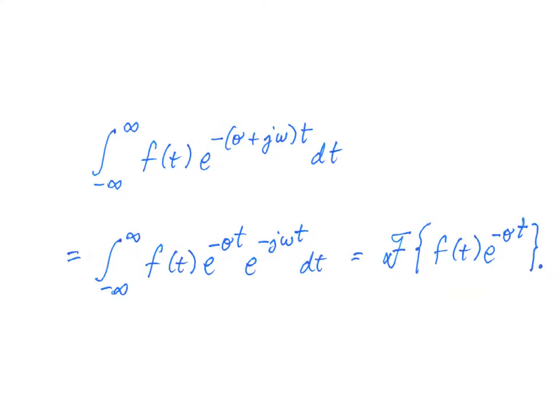And if we take that exponent, split it up into two parts, and associate e to the minus sigma t with f of t, we see that what we've done has been to redefine the function of time that we are Fourier transforming. Instead of f of t, now it's f of t multiplied by some normally decaying exponential, and it makes possible that some f of t's that were not Fourier transformable as a result of this operation become Fourier transformable. But there's a better way of looking at the Laplace transform.